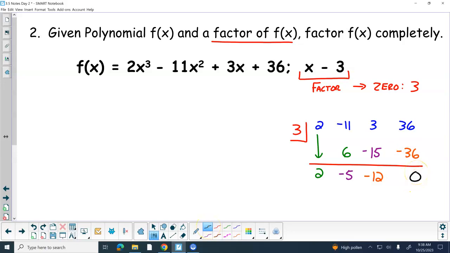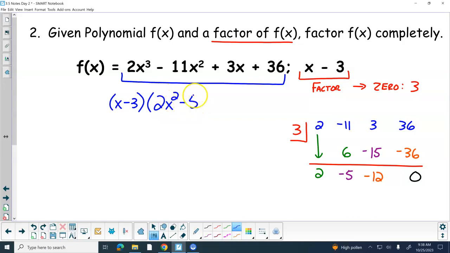So this polynomial right here factors to be x minus 3, because we were told that that was a factor, times 2x squared minus 5x minus 12.